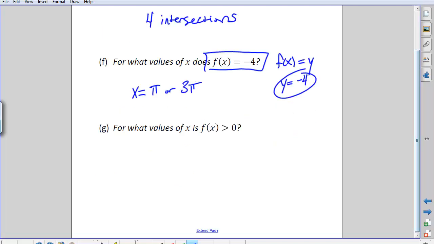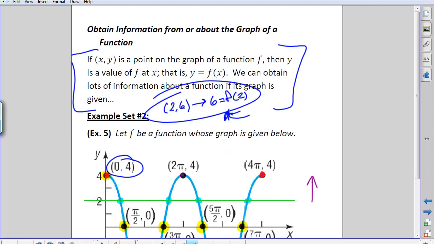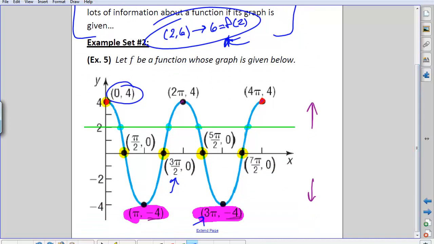And I believe this is our last question. For what values of x is f of x larger than 0? Now again, that's the same as saying, for what values of x is y larger than 0, because again, f of x equals y, right? So where on our graph do we have y values larger than 0? This graph's getting a little busy. I'm going to erase some because we just got a lot going on here.